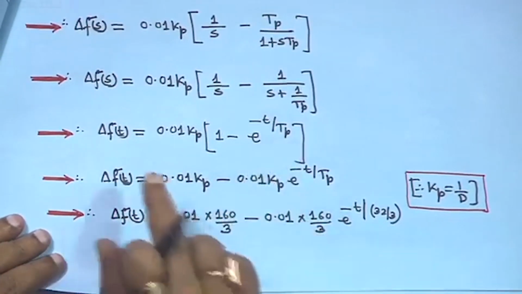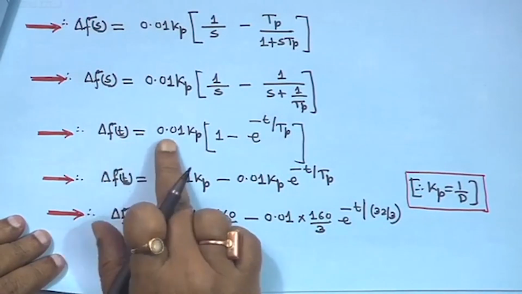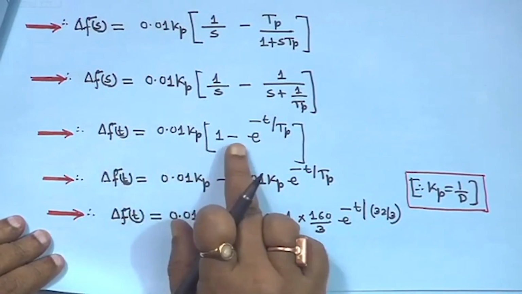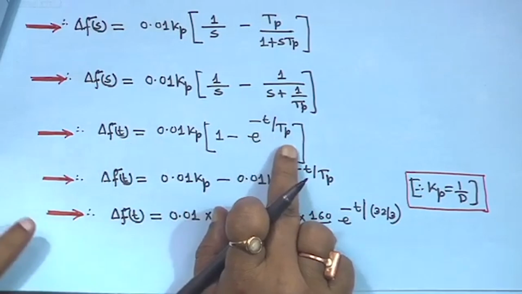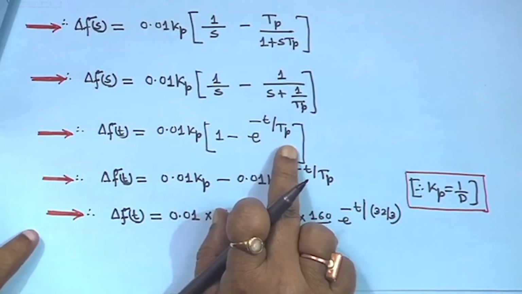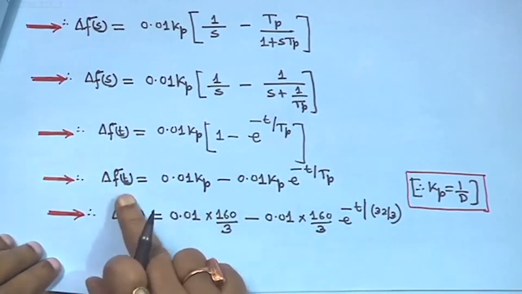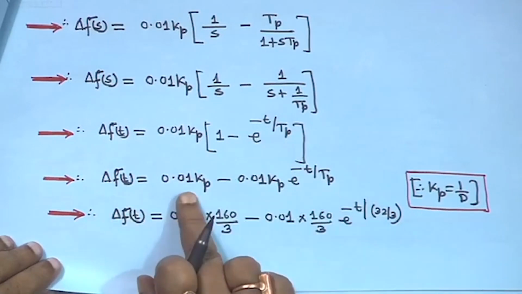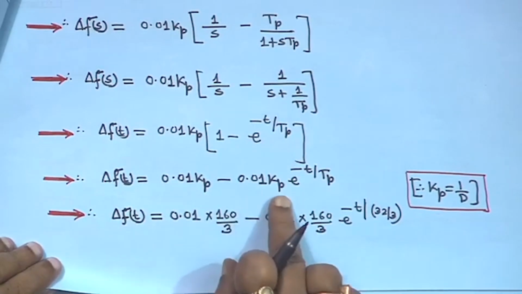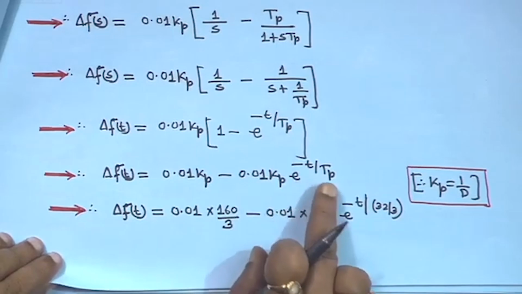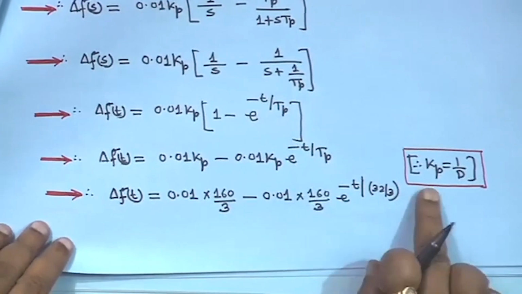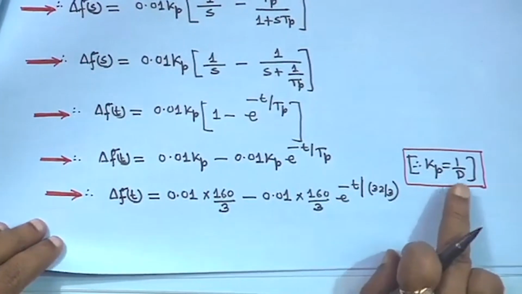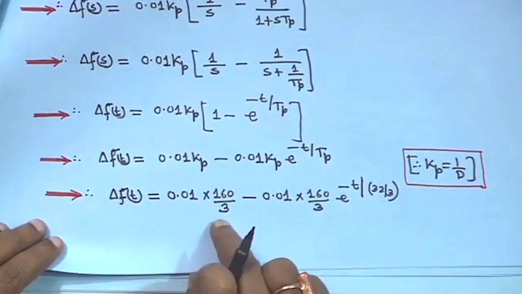If you take the inverse Laplace transform, delta f(t) is equal to 0.01 Kp times 1 minus e to the power minus t upon Tp, capital Tp. Therefore, delta f(t) is equal to 0.01 Kp minus 0.01 Kp e to the power minus t upon Tp. But Kp is equal to 1 upon d, we know this value, that is 160 by 3.